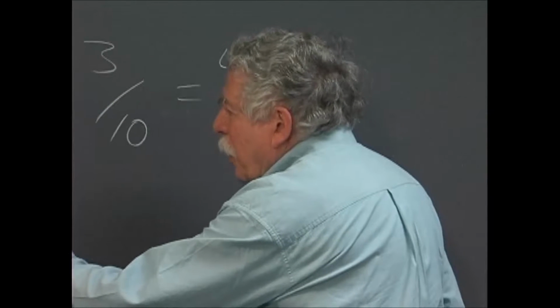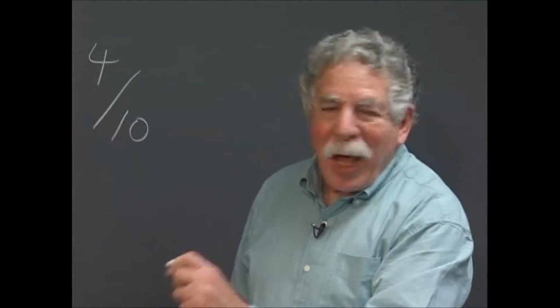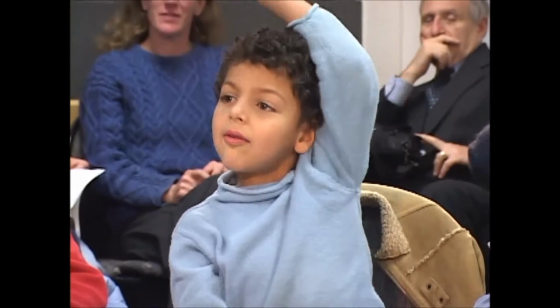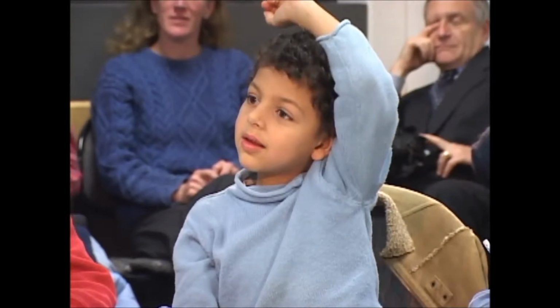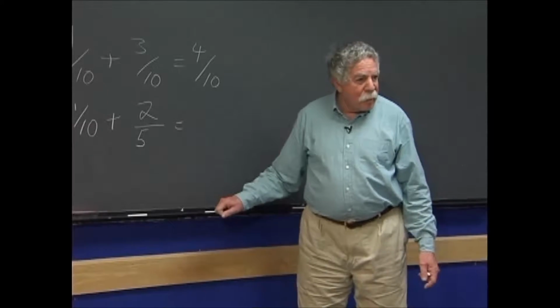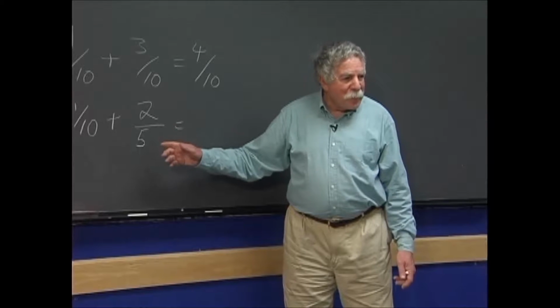What about 1/10 plus 2/5? I know how to add that. How, Amir? Because you can just change them, because 5 plus 5 equals 10. Okay. So you can turn it into that and add the tops. So go ahead and tell me what to do, Amir.